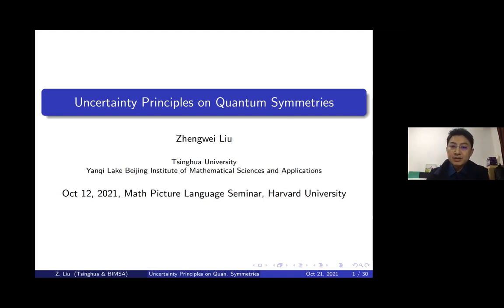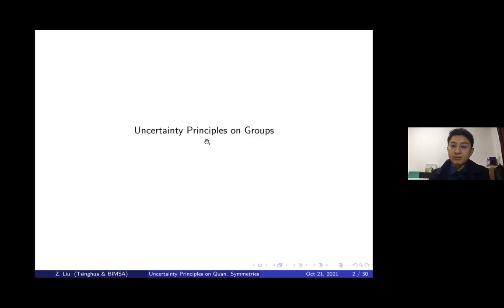But first, I will explain, and I will start with classical symmetry. By classical symmetry, we mean group symmetries. Then we will go to quantum symmetry and see that the uncertainty principle is actually robust. It's also true on quantum symmetries. And then we will view several examples about this phenomenon.